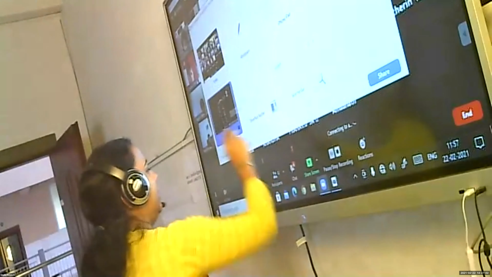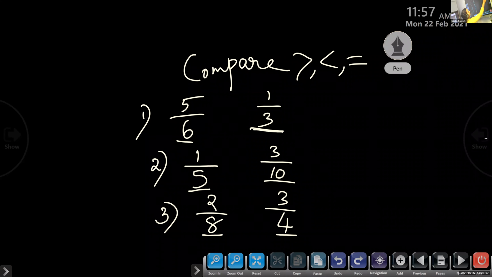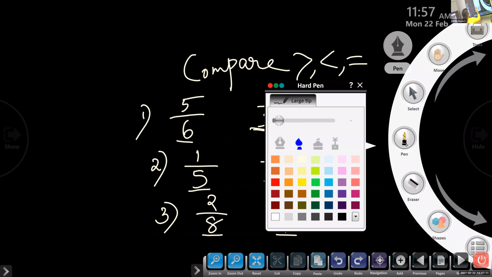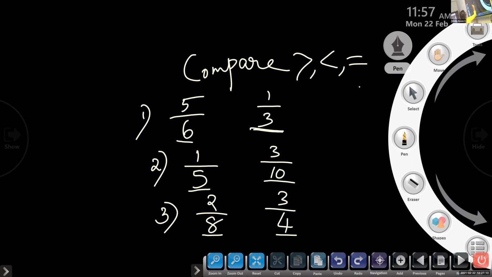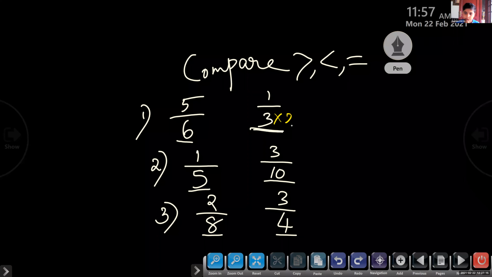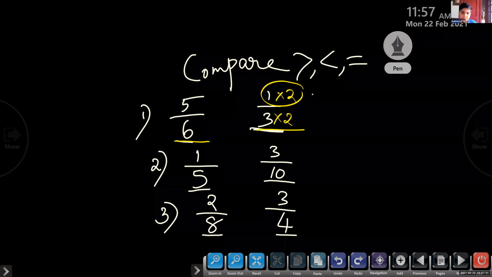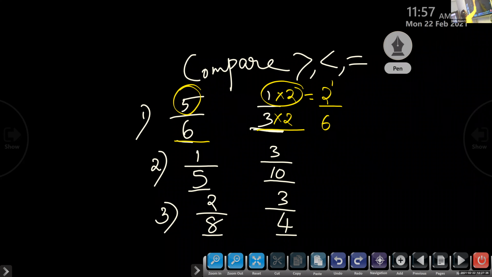Yes. So children, first we will make the denominator the same. Here we have 3, and any method can be used. Our aim is to get the same denominator. 3 2s are 6, so here also 6. So what will I do? The same here, 2 by 6. 1 into 2 is 2, 3 2s are 6. 5 by 6 or 2 by 6, which is bigger? 5 by 6.